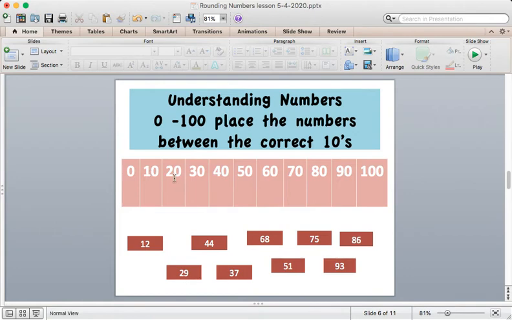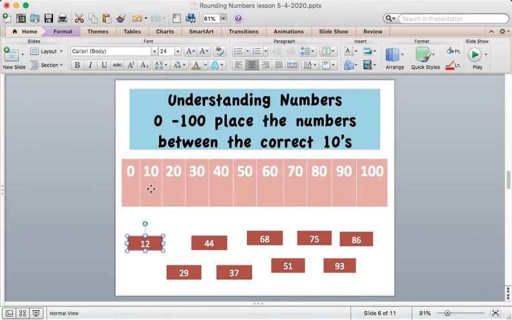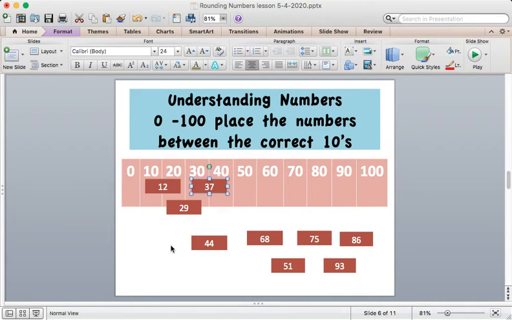So between the tens is 10 to 20. What number fits between 10 and 20? What number down here would I move up to fit between 10 and 20? Well, that would be 12. So 12 fits between 10 and 20. Okay? Then you want to figure out what fits between 20 and 30. That would be 29. 30 and 40, what number comes between 30 and 40? When I say fit between, it goes between 10 and 20. 12 fits between 10 and 20 because it doesn't go below 10 and it doesn't go higher than 20.